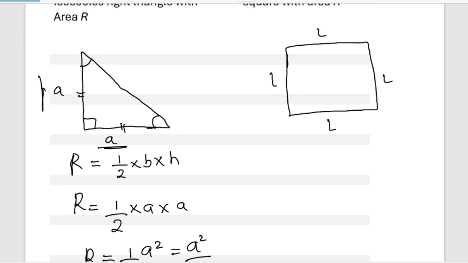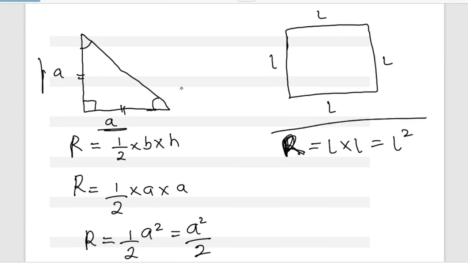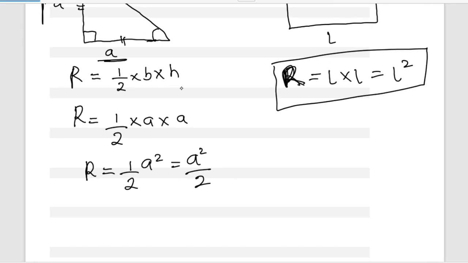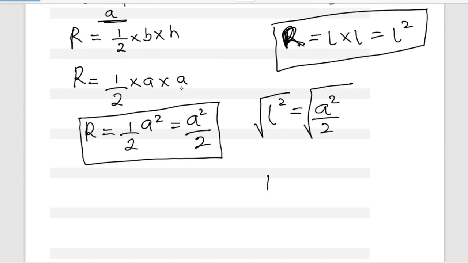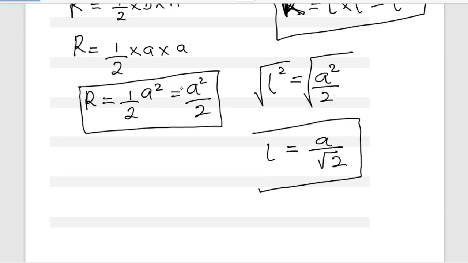For the square, the area of a square we know is length times length, which is L times L, which is L squared. So we have that R here is L squared, and also R here is A squared over 2. So we can equate the two, which simply means that L squared is equal to A squared over 2. Find the square root of this, because they are all positive. So we have that L is simply A over root 2.